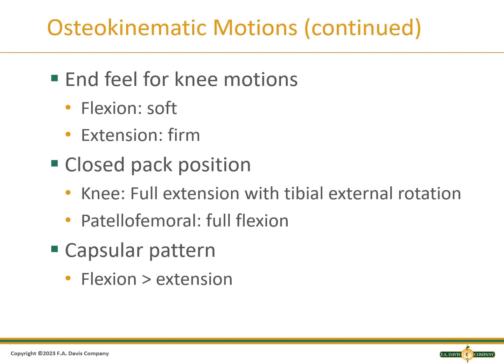End feel for the knee is we're going to have a soft end feel for knee flexion because of soft tissue approximation between the leg and the thigh. For extension, we should have a firm end feel due to tension in the hamstrings and the posterior joint capsule. The closed pack position of the knee, so where we have the most bony approximation, is going to be with the knee fully extended with tibial external rotation. At the patellofemoral joint, it's going to be full flexion. So we can see that those are kind of opposite closed pack positions. The capsular pattern for the knee is going to be loss of flexion before extension.